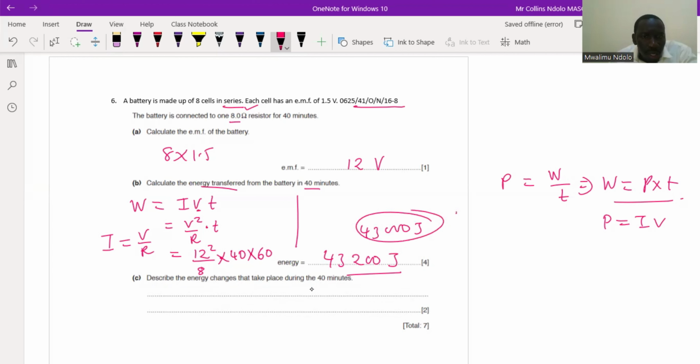Describe the energy changes that take place during the 40 minutes. So during the 40 minutes, we have the battery that is supplying. So that changes from chemical energy, because there is a wire, for that there must be a circuit. It is connected to an ohm resistor. So chemical to electrical energy. Electrical energy across the resistor will be converted to thermal energy.